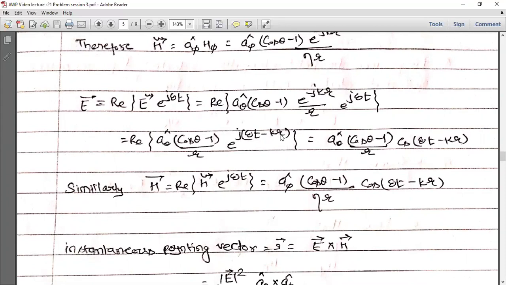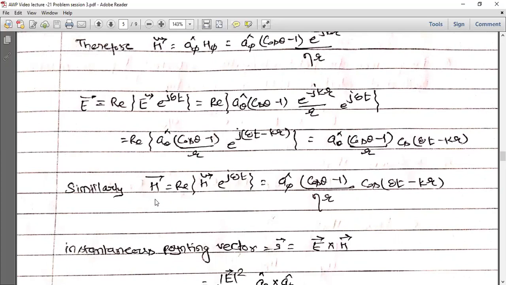Only e to the power j(omega t minus kr) can be expressed using Euler's identity, cos(omega t minus kr) plus j sin(omega t minus kr). And when we take only the real part, the instantaneous value of electric field intensity will be A theta cap cos theta minus 1 upon r cos of (omega t minus kr). This is the electric field intensity, instantaneous value.